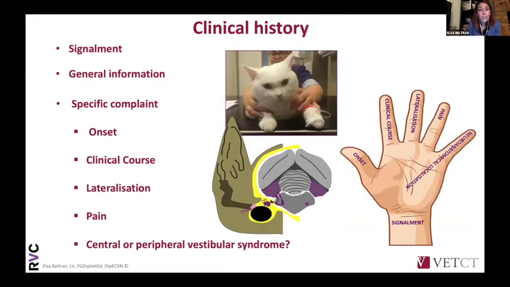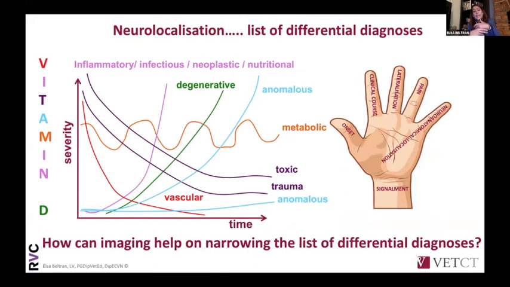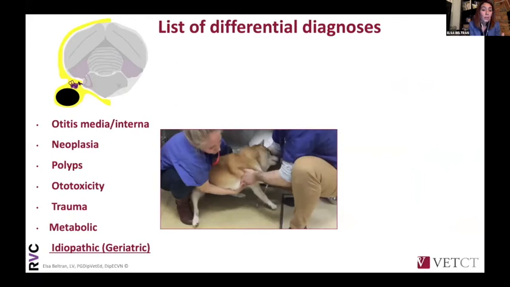So talking about the differentials, it's important, as we said before, that we use clinical reasoning. And for the clinical reasoning, we need to know the onset, the clinical course, any degree of lateralization, any signs of pain, and then obviously central versus peripheral, if we can differentiate them. And then talking about the etiological diagnosis, we can have different conditions that can affect either the peripheral vestibular syndrome or the central vestibular syndrome. And we will see now how imaging can help us to narrow the list of differentials. But we cannot rely just on imaging. As we said, it's very important that we use our clinical reasoning.